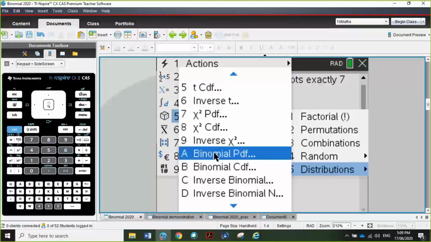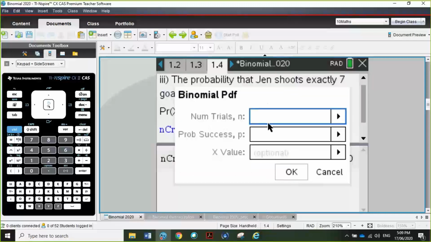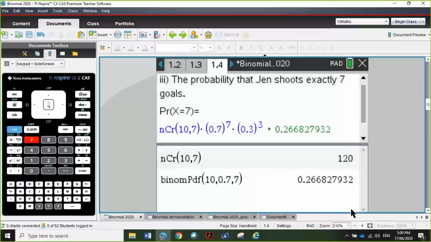So this one here, menu 558, and you'll be asked the number of trials, and you can press tab to get to the next value. Probability of success was 0.7, and you can press tab to get to the next value, 7. And if we click on that, then we get our answer that we worked out using the formula.